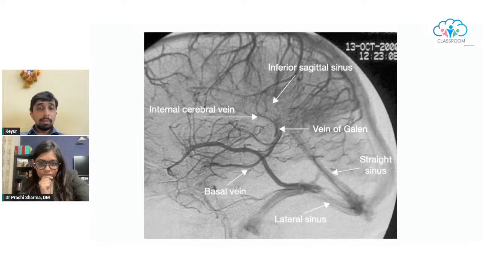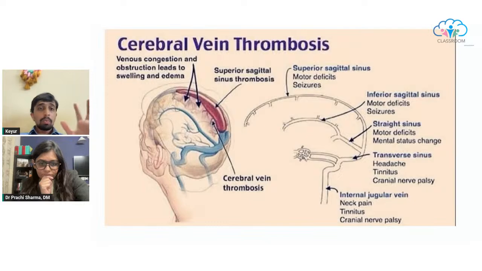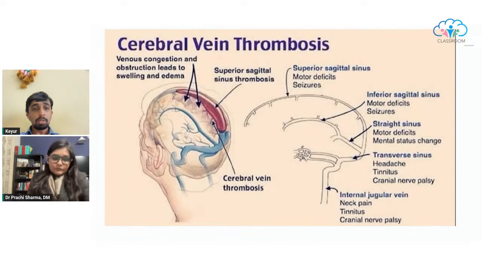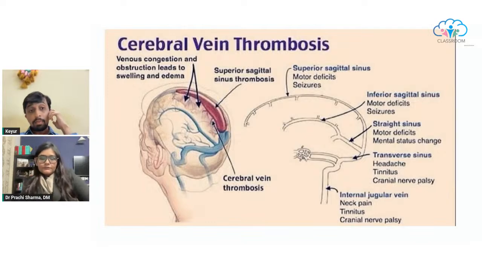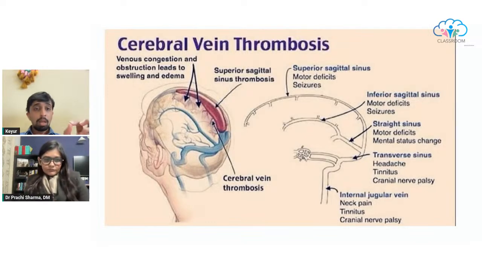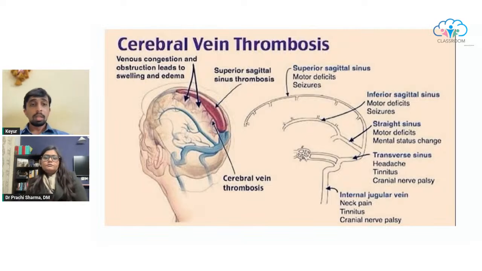This is a DSA image which shows the inferior sagittal sinus, superior sagittal sinus, straight sinus, vein of Galen, basal vein of Rosenthal, and the transverse sinus joining the sigmoid sinus. Coming to cerebral venous sinus thrombosis, depending on the venous sinus involved, different symptoms will be caused. The superior sagittal sinus drains the cortical surface, so the patient is likely to present with a motor deficit or seizures.